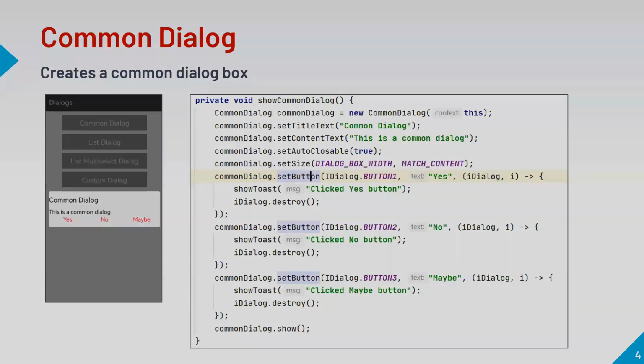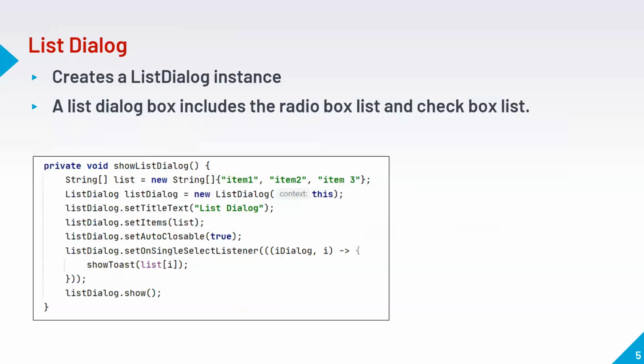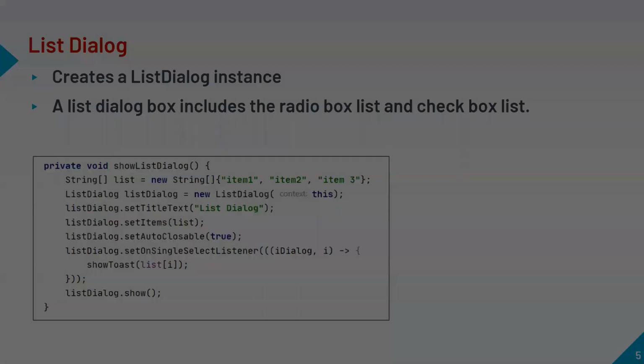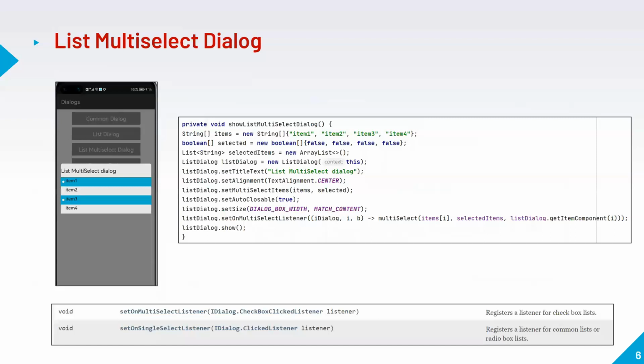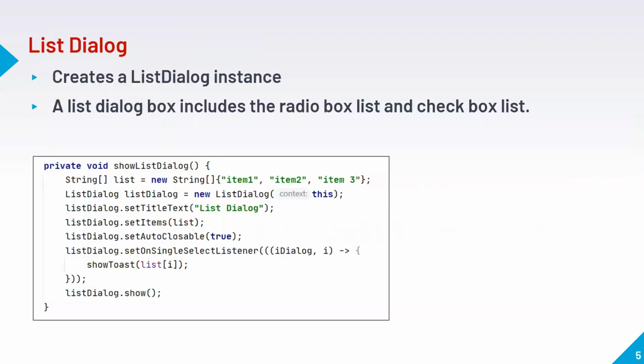In a list dialog, we can have either a radio box list, meaning we can select a single option from a list, and it will appear like this on the left side. We have a list of items, and we can either select a single item from that, or use a checkbox, meaning we can have the provision to select multiple ones. I have explained the creation of a list dialog here.